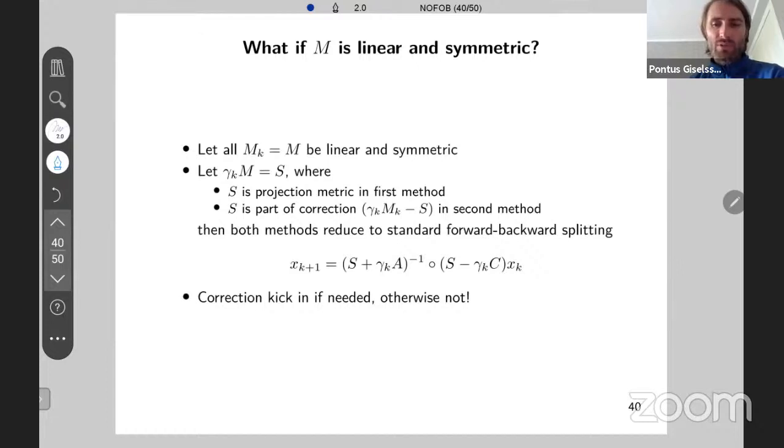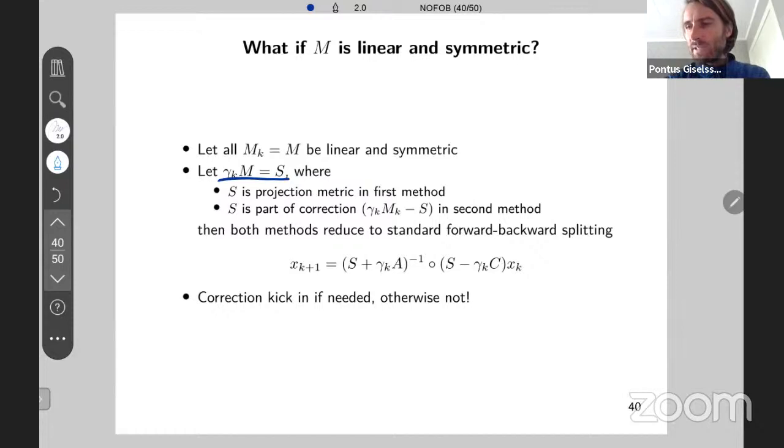All right, so we have introduced this nonlinear forward-backward operator. And we have seen that it will not converge if we iterate it just purely without any correction, or it may not converge. So we can't have that as an algorithm. So we needed to introduce some correction. So we have projection correction and we have momentum correction. And what happens in these two methods, if we let all MK be linear and symmetric, and in particular, we select this choice for MK.